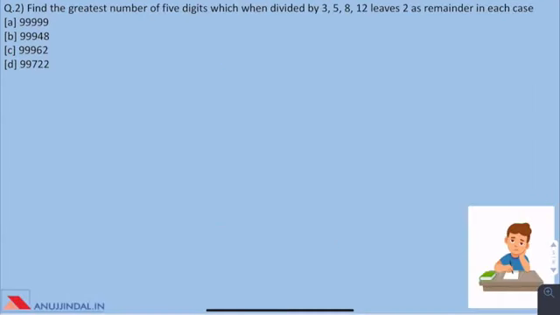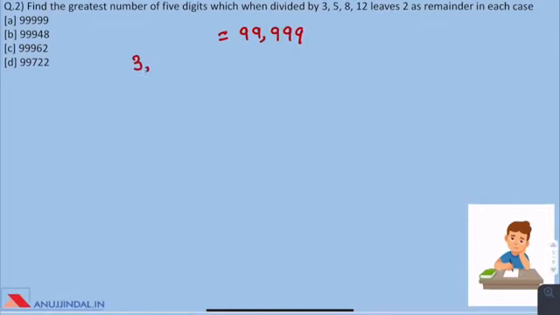Moving forward to question number 2. Question 2. Find the greatest number of 5 digits which when divided by 3, 5, 8, 12 leaves 2 as remainder in each case. Okay. So greatest number of 5 digits is, now we simply have to take the LCM of 3, 5, 8 and 12, which comes out to be 120.